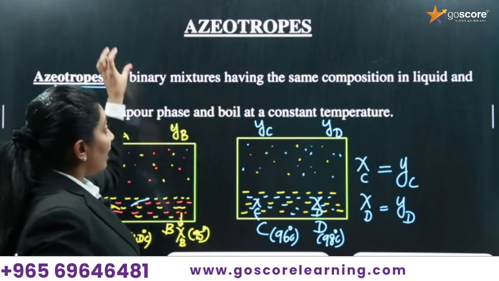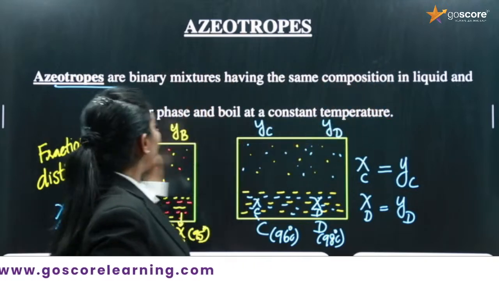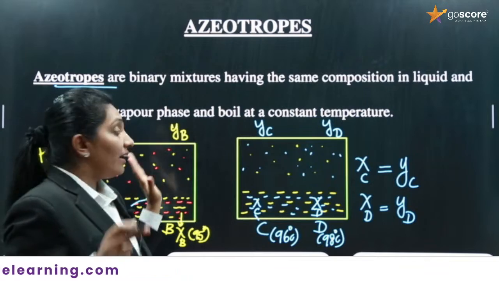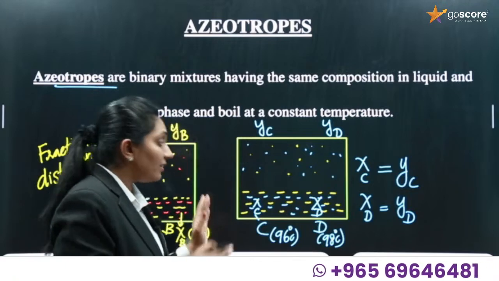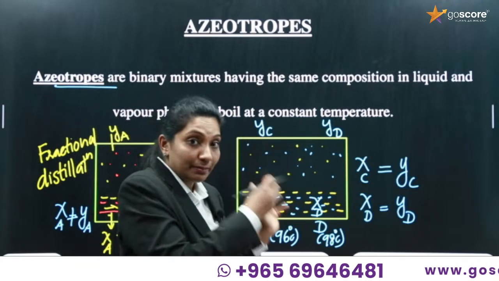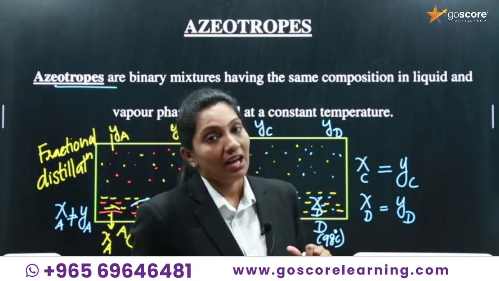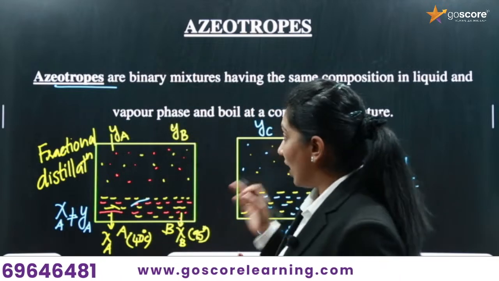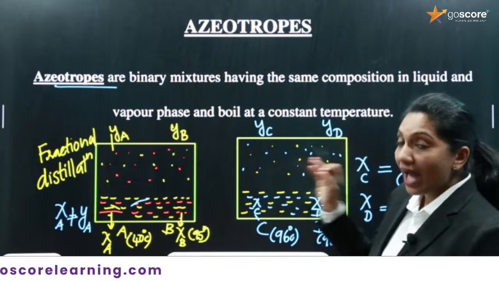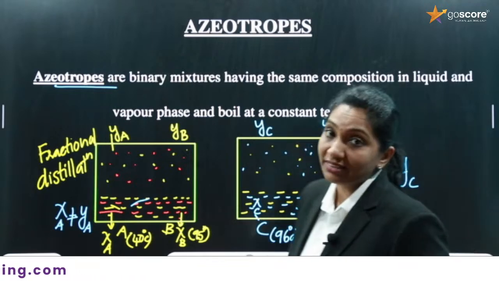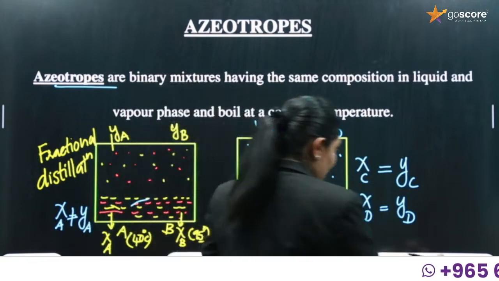See, azeotropes are binary mixtures having the same composition in the liquid and vapor phase, and it will boil at a constant temperature. So, we cannot separate the components separately. We cannot separate the components from an azeotropic mixture by fractional distillation. Hope you are clear with the azeotropes. So, azeotropes are binary mixtures having the same composition in liquid and vapor phase and it boils at a constant temperature. Okay. Now, let's see two types of azeotropes.